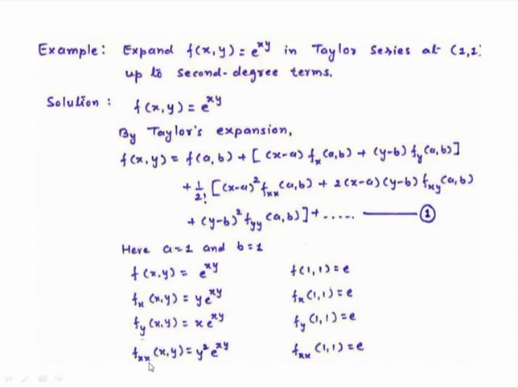Now fxx, which is second order partial derivative with respect to x only, is obtained by differentiating the first order partial derivative with respect to x again. So y is constant, so we keep it as it is, and partial derivative of e raised to xy with respect to x is e raised to xy into y, so y into y, so y square e raised to xy. Now fxx at the point 1, 1 is equal to e.